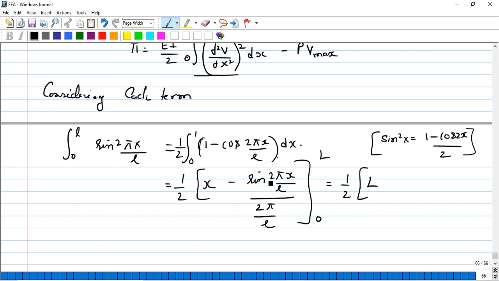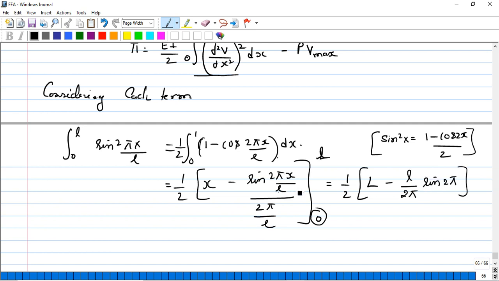And what happens to this? Sine 2 pi x by L. When I substitute, L gets cancelled. Sine 0 is 0, so we need not worry about the lower limit. When I substitute the upper limit L, with 2 pi by L, the L gets cancelled. So I will write this as minus L by 2 pi, and the remaining is sine 2 pi.